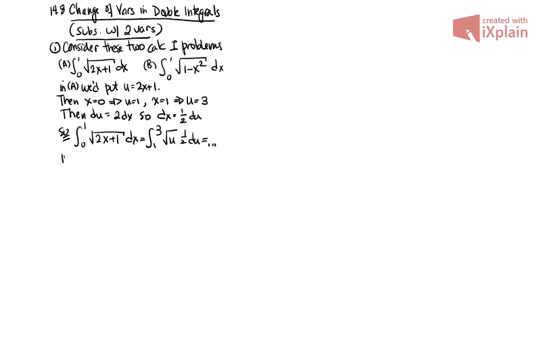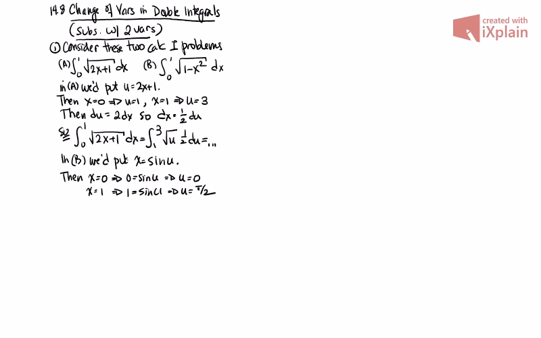In B, a little bit different, we'd put x equals sine of u. So then again, we need to change the limits of integration. This is a little bit different because when x equals 0, 0 is sine u, so u is 0. And when x equals 1, 1 is sine u, and u is pi over 2.